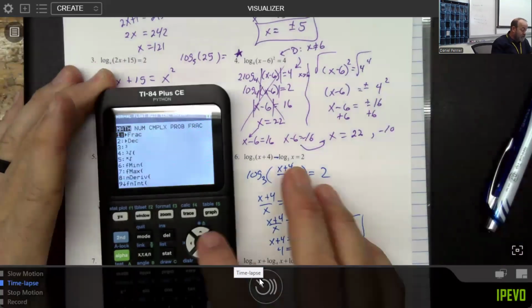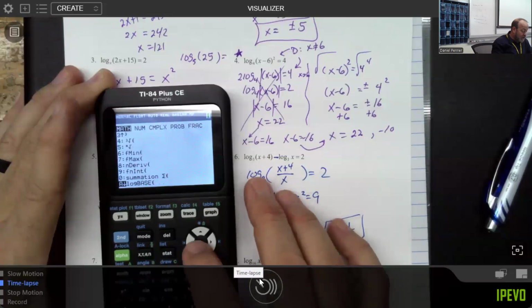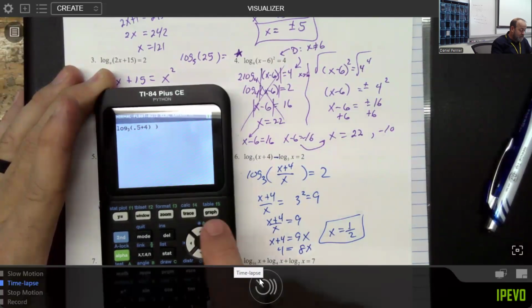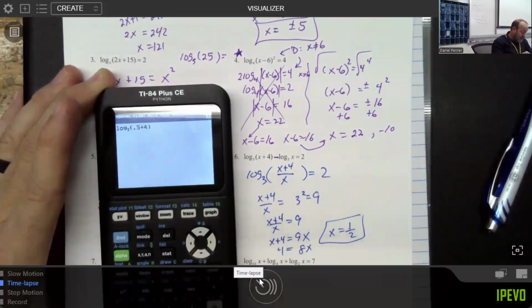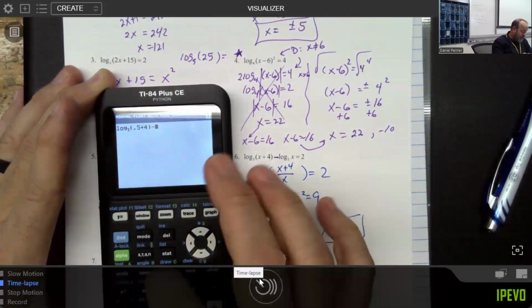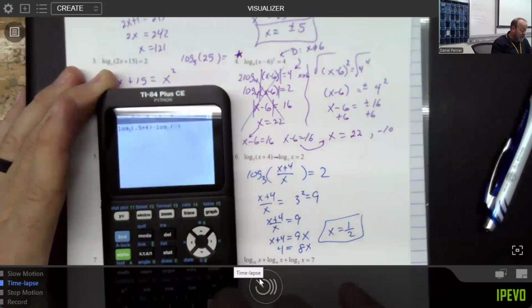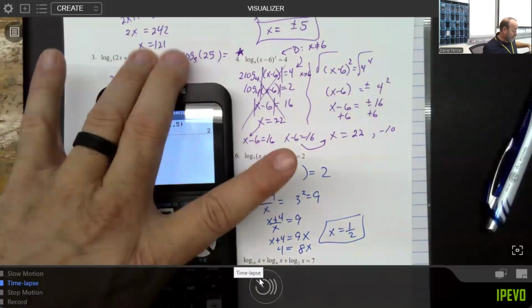Math, I'm going to go down to log base. It's way down here a ways. Log base 3 of 0.5 plus 4. And let's go ahead and subtract. Why is it putting that extra one there? Okay. Subtract the same thing, the log base 3 of 0.5, and hopefully we got the number 2. And we did. I will be honest with you, I didn't expect that answer to come out that way.